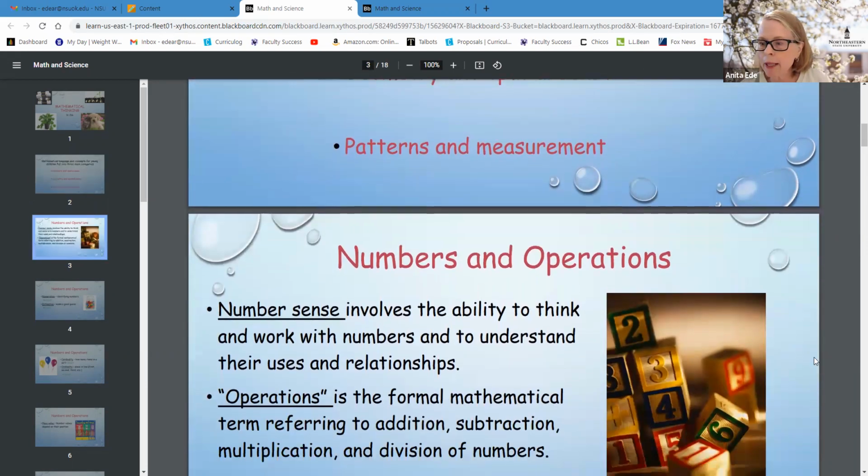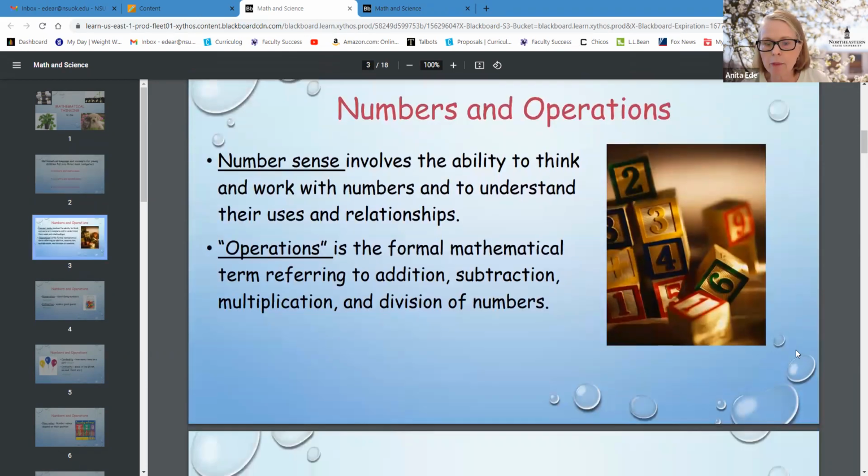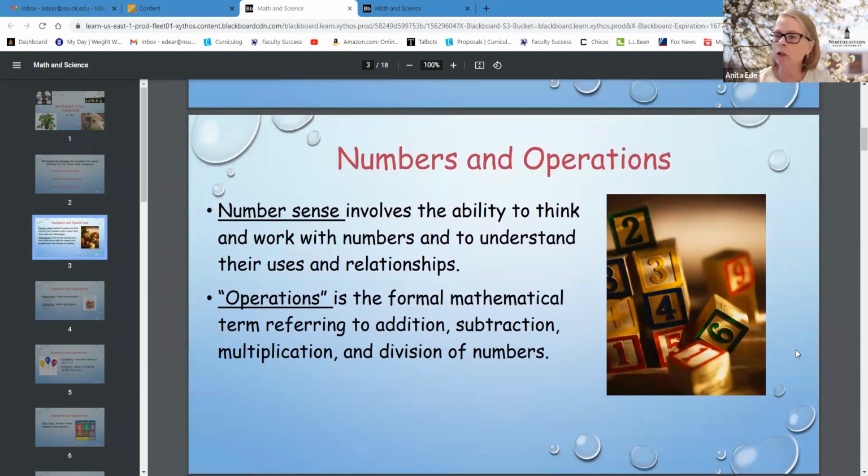So when we talk about numbers and operations, that's really the most basic because that's your number sense. It's the ability to think about numbers and to understand what we use numbers for. We use them to count, we use them to use money, so on and so forth. It's just the idea of having a sense of what numbering is.